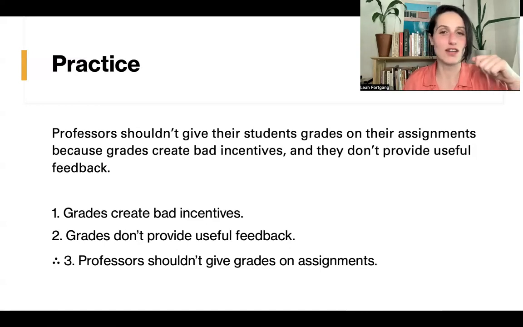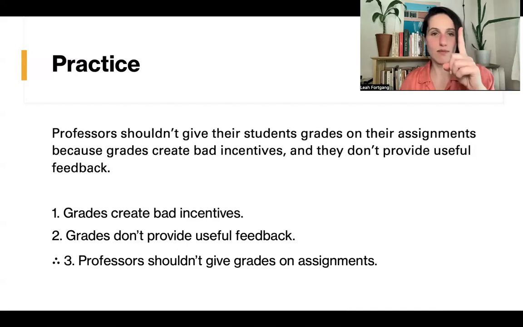Professors shouldn't give their students grades on assignments. Shouldn't do like A, B, C, D, right? They create bad incentives. That's reason number 1. Reason number 2 is that they don't provide any useful feedback. Okay, so now that we've separated out this claim, the conclusion, the take-home message that professors shouldn't give grades, we can start to think about how good of a reason it is to believe that, based off of this idea that grades create bad incentives.